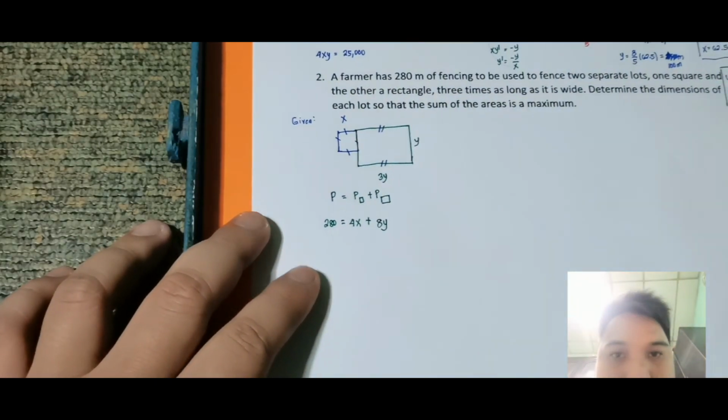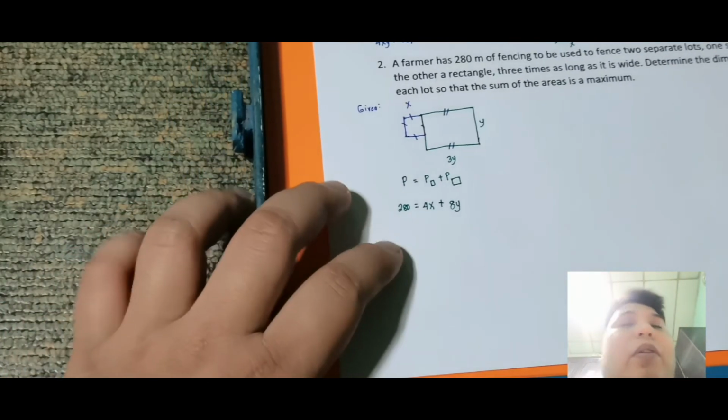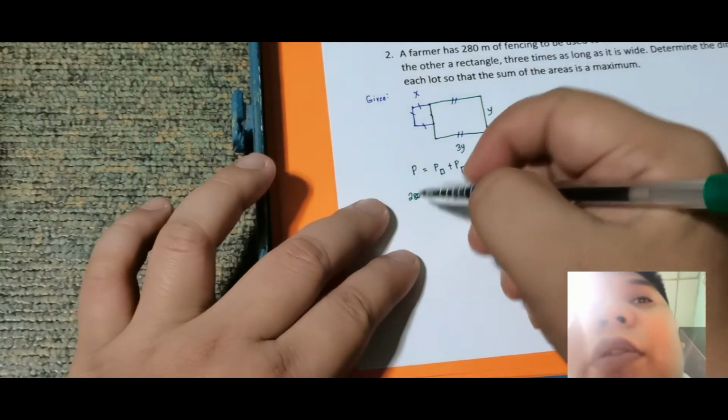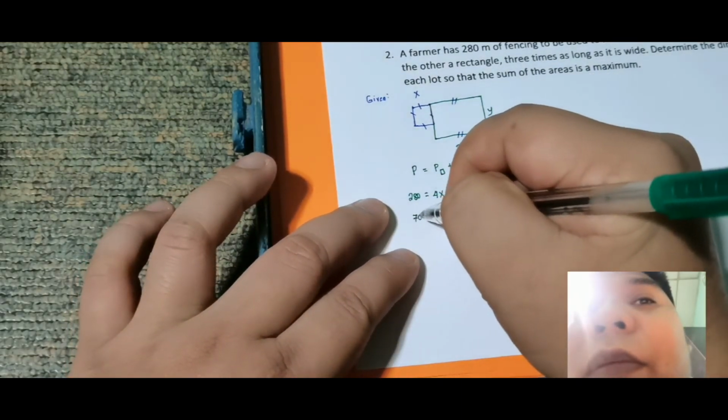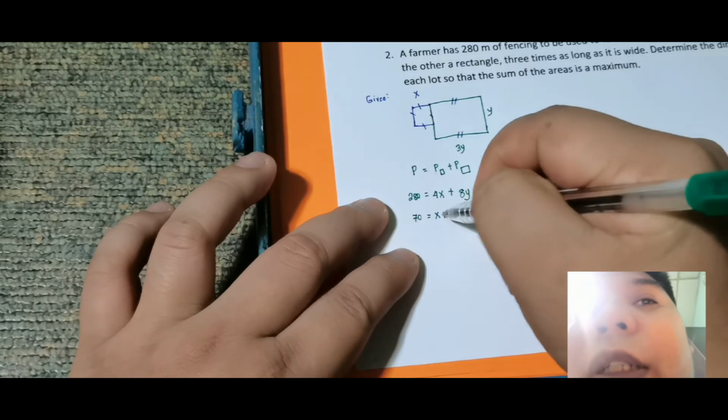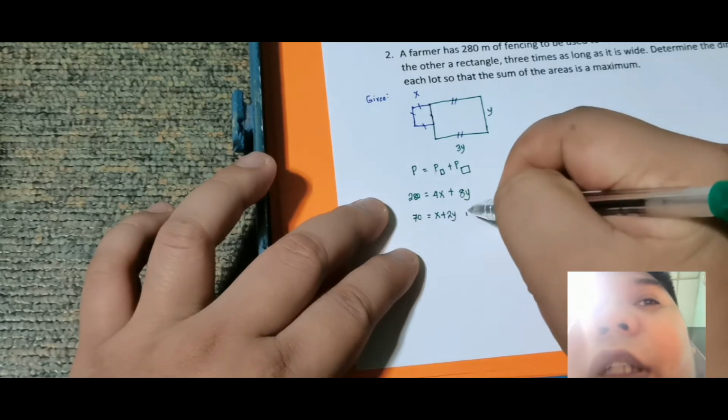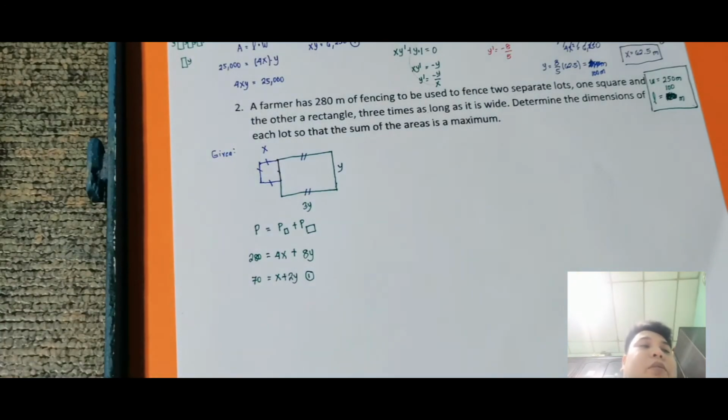Okay, so wala na ba yan? So, pwede naman i-reduce, divide by 4. Tama, no? Divide by 4. So, this is 70 is equal to x plus 2y. So, let me call this equation number 1. Okay, now, we need to determine the objective function. So, what is the objective function? Determine the dimension of each lot so that the sum of the areas is a maximum.